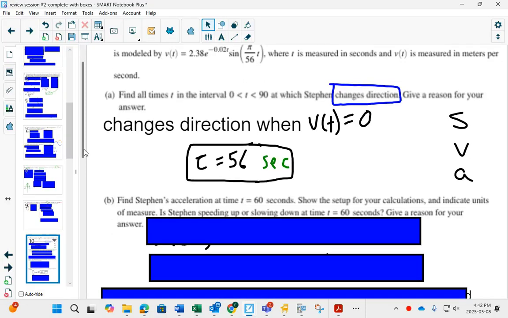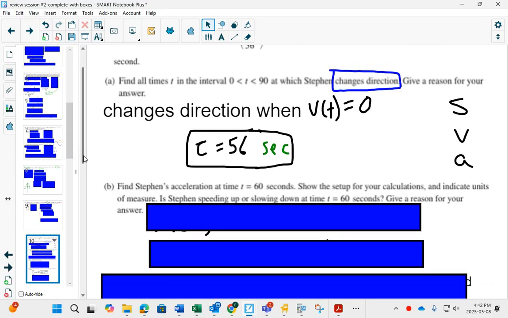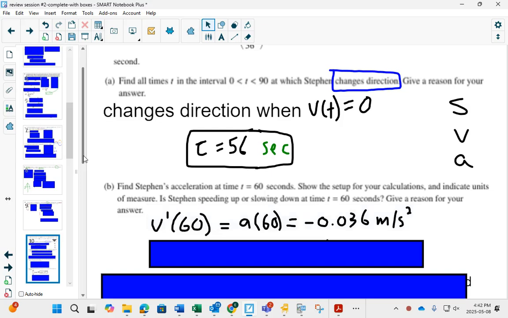So find Stephen's acceleration at time 60 and show the setup for your calculation. Indicate units. Is Stephen speeding up or slowing down at time equals 60, and give a reason for your answer. So again, if we take the derivative of velocity, that'll give us our acceleration.